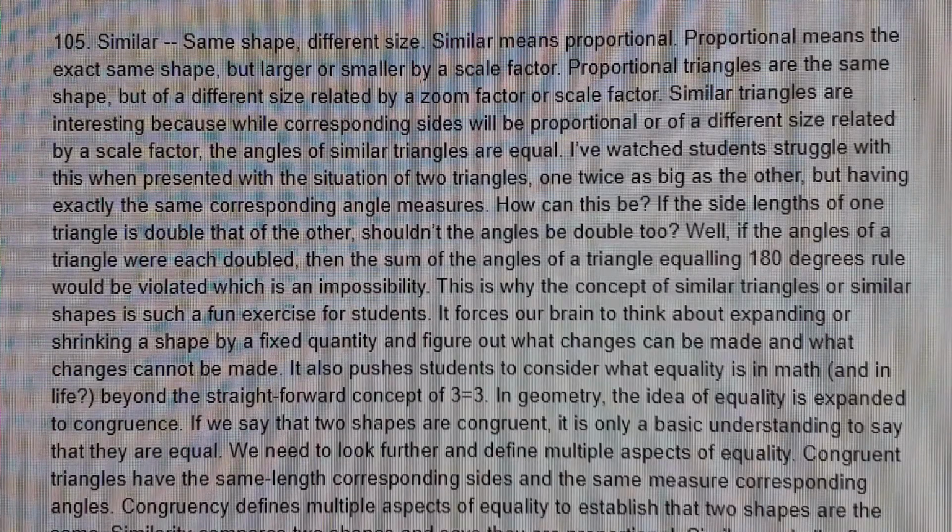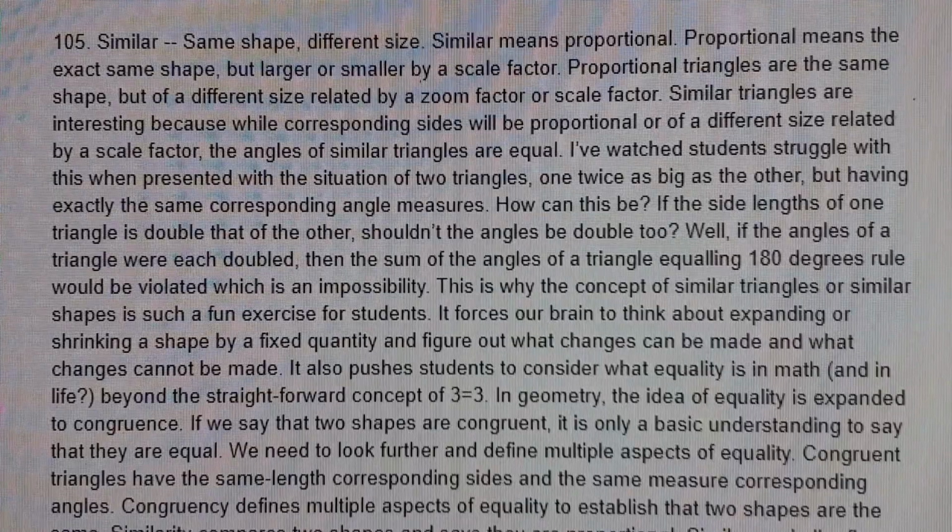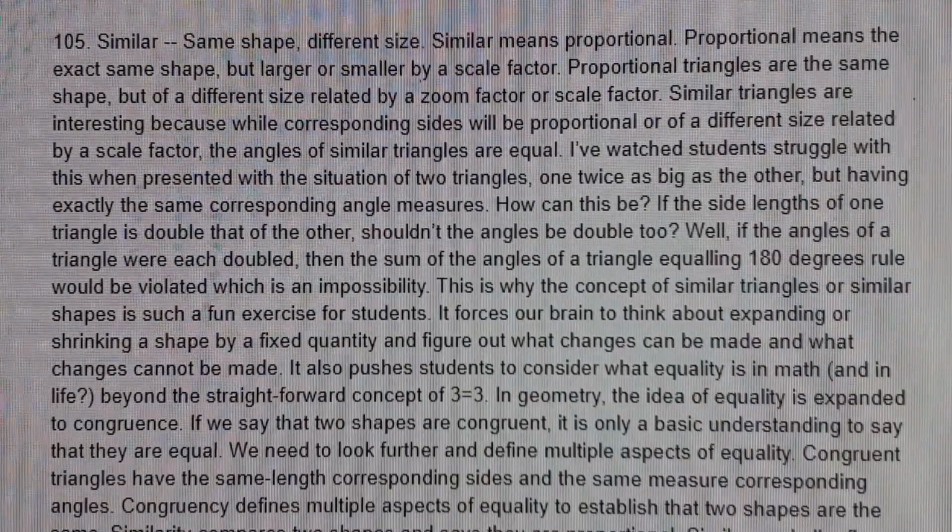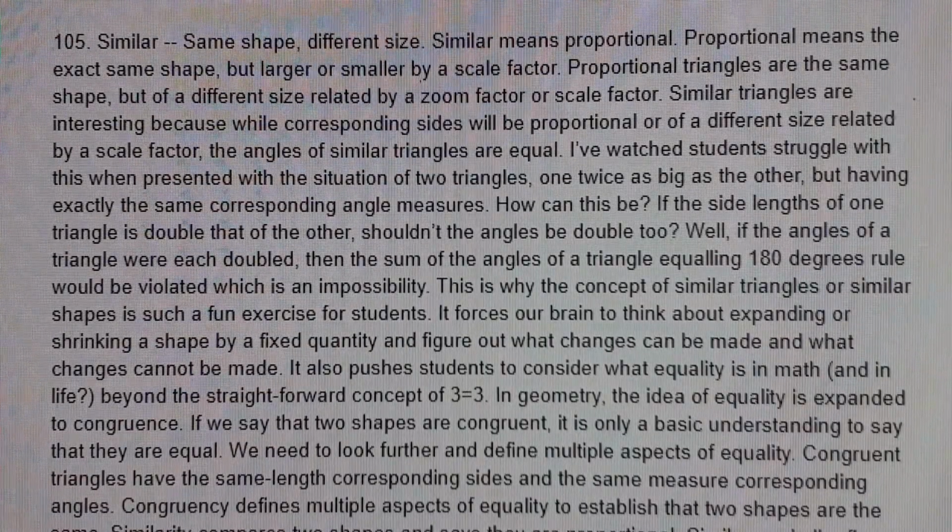Similar, same shape, different size. Similar means proportional. Proportional means the exact same shape, but larger or smaller by a scale factor. Proportional triangles are the same shape, but of a different size related by a zoom factor or scale factor. Similar triangles are interesting because while corresponding sides will be proportional, or of a different size related by a scale factor, the angles of similar triangles are equal.